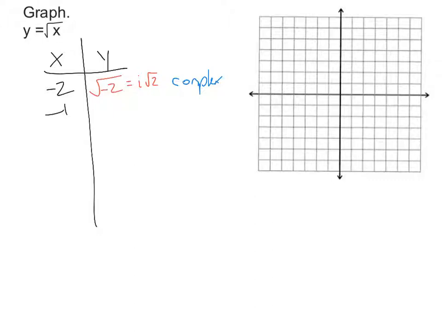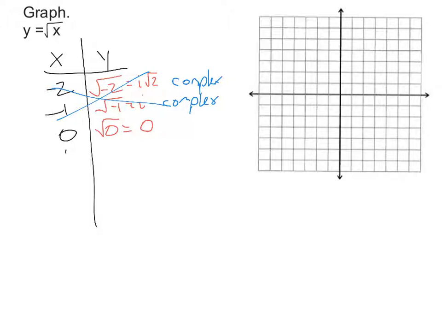If I put in negative 1, same result. I get the square root of negative 1. This is simply i. This one is also going to be complex. If I put in 0, then I get the square root of 0. That I can do. There is a number times itself that gets me 0, and that number is 0. So there's my first ordered pair. I have 0, 0. If I go negative, that's when I'm going to get imaginary numbers. Those are not going to be part of this graph.